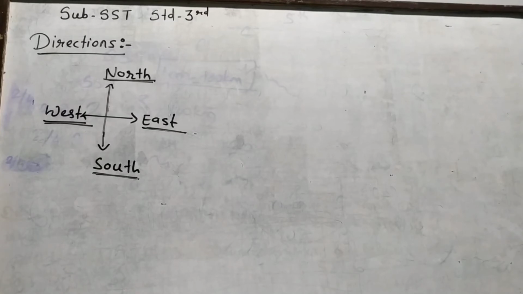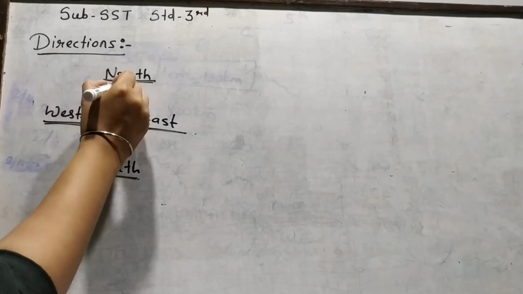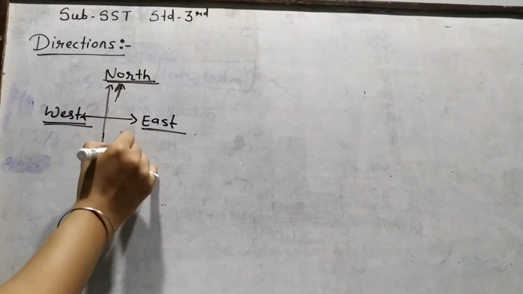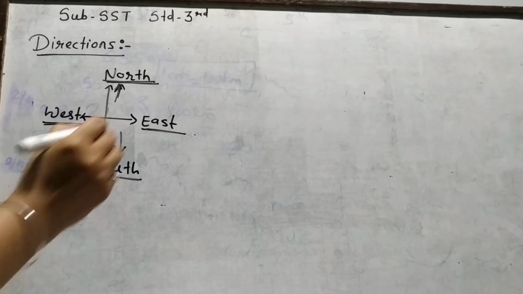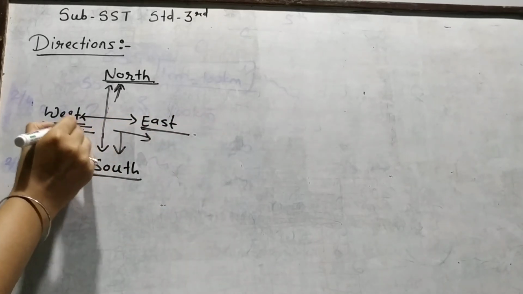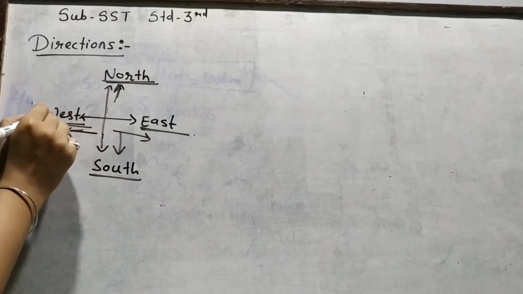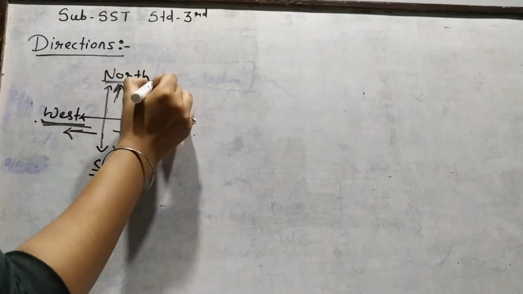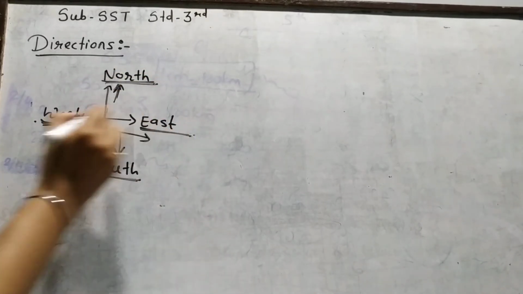The top part of the map is north. The bottom part is known as south. Towards our right side it is east, and towards our left it is the west. So these are the 4 main directions: north, south, east and west.